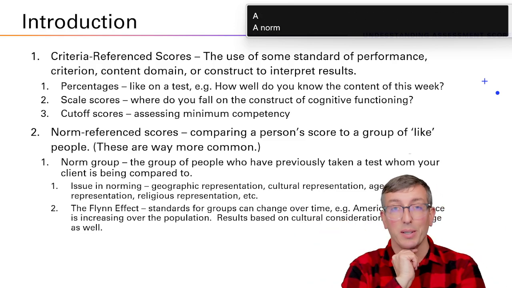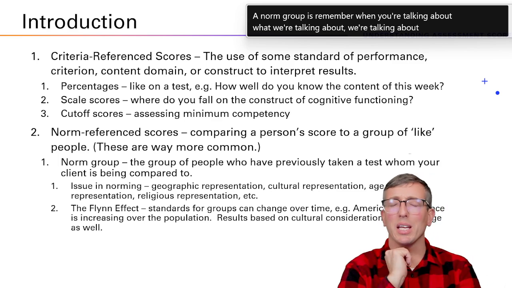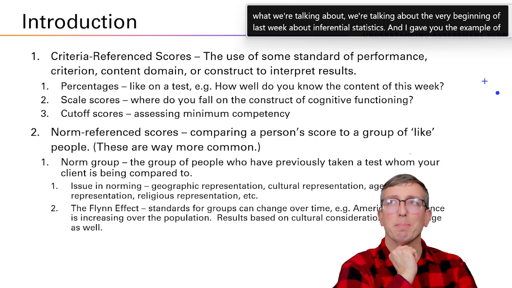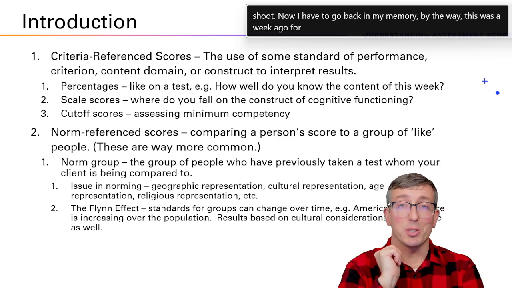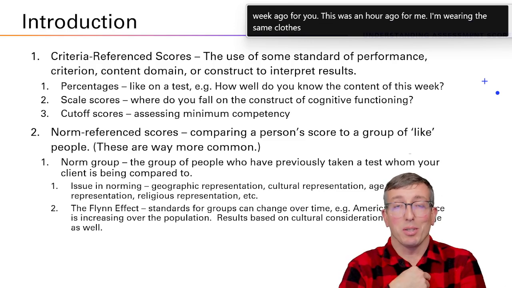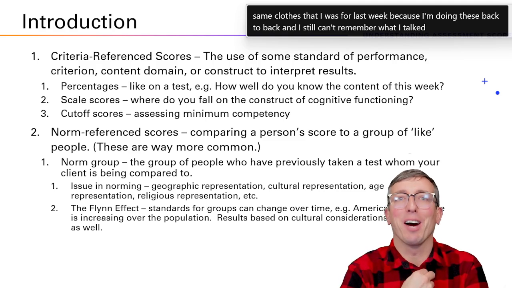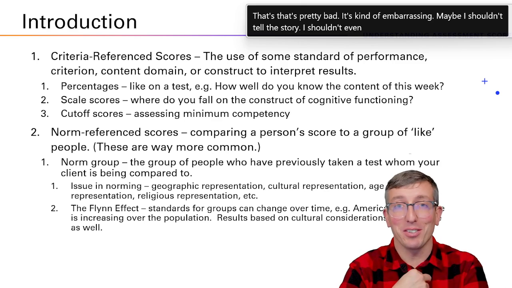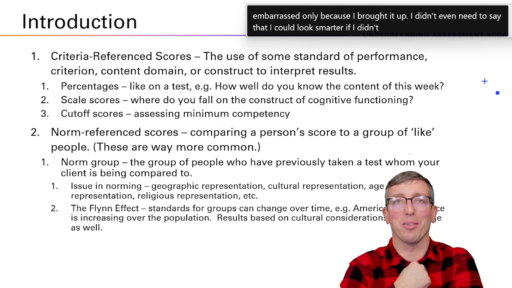A norm group is, remember when we were talking about, what was it? What were we talking about? We were talking about the very beginning of last week about inferential statistics, and I gave you the example of, shoot, now I have to go back in my memory. By the way, this was a week ago for you. This was an hour ago for me. I'm wearing the same clothes that I was for last week because I'm doing these back to back. And I still can't remember what I talked about an hour ago. That's pretty bad. It's kind of embarrassing. Maybe I shouldn't tell the story. I shouldn't even tell you guys that, because now I'm embarrassed only because I brought it up. I didn't even need to say that. I could look smarter if I didn't open my mouth, right? Just kidding.